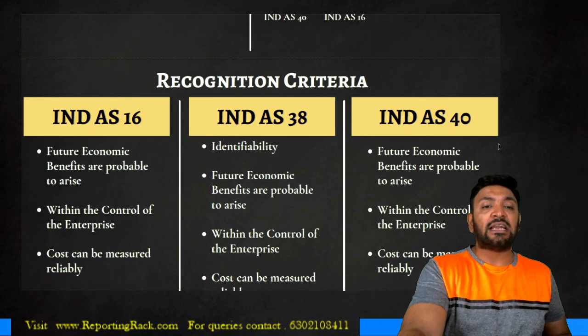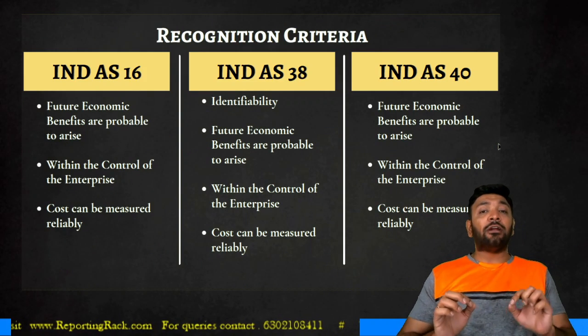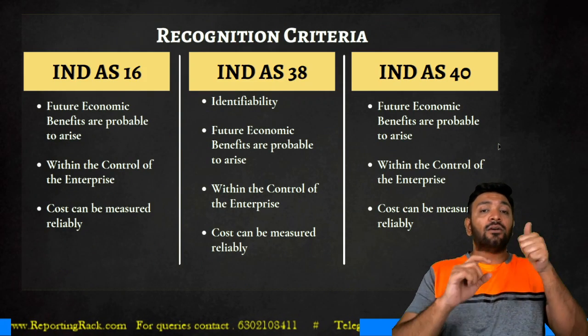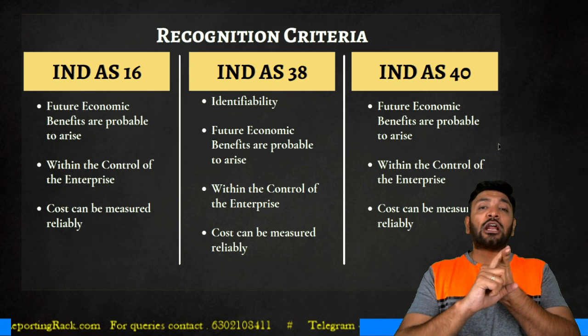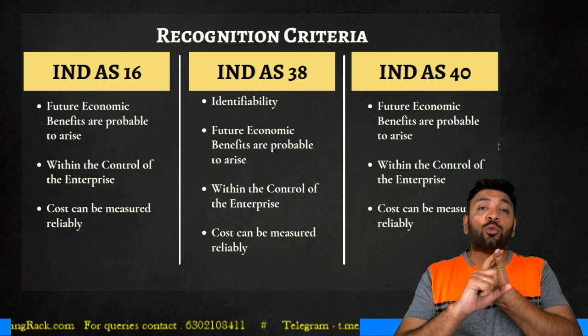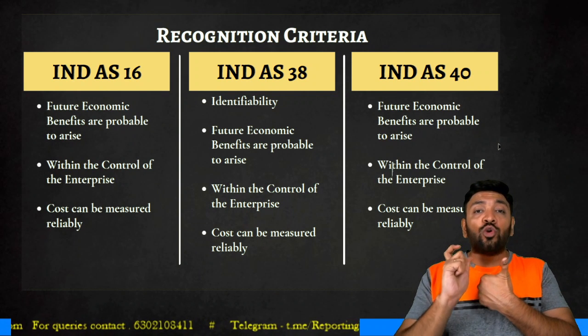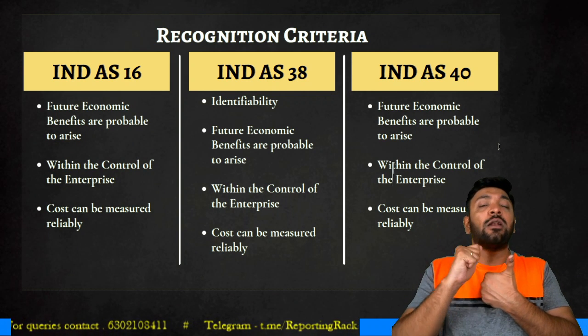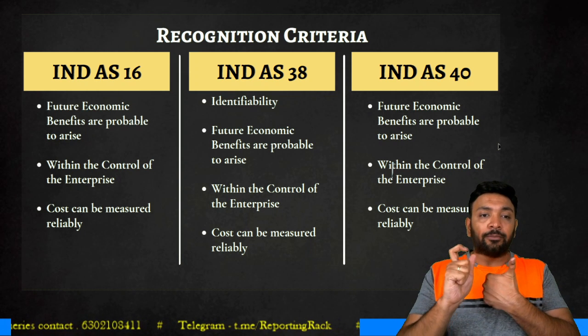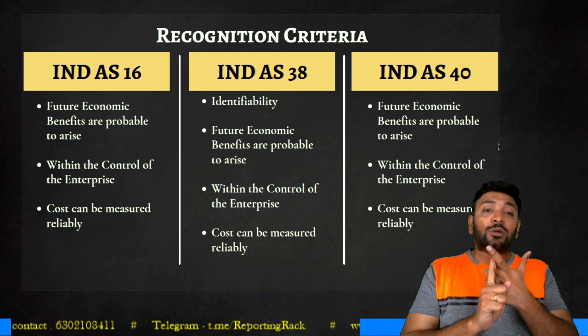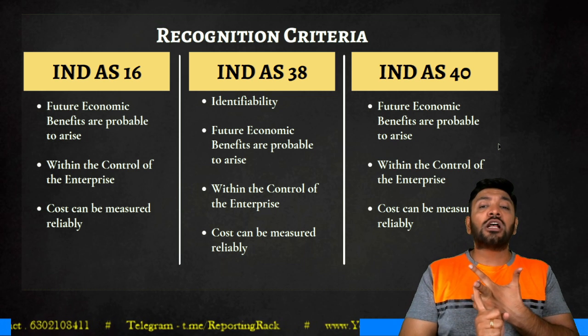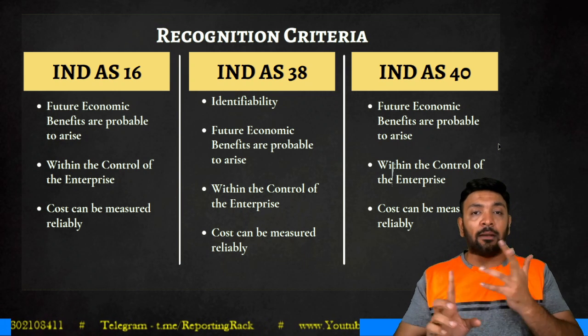So we have completed the recognition criteria where I am saying I will recognize an asset under IND AS 16 only if it satisfies three criteria. First one, future economic benefits are probable to arise. The word probable is very important. Probable means I do not know the quantity of benefit and the timing of the benefit. Second, the asset is within the control of the enterprise. Third, the cost of the asset can be measured reliably.